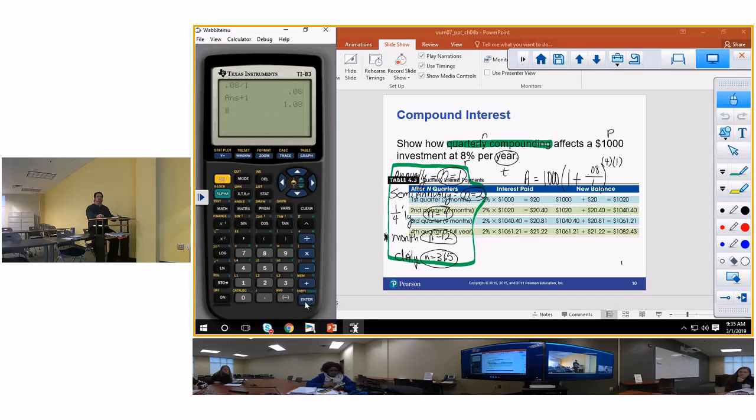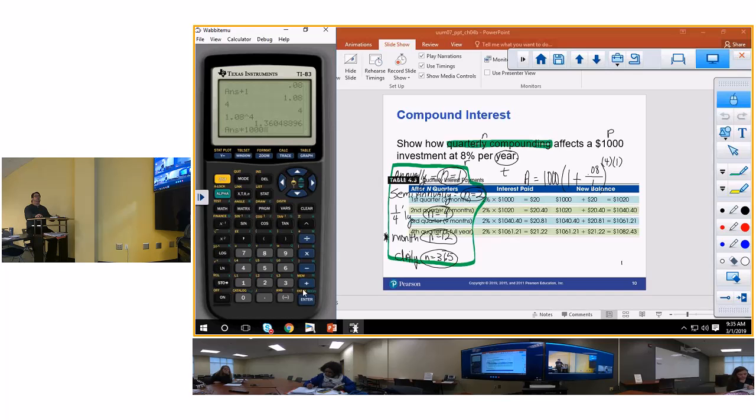And then what are we going to raise that 1.08 to? The fourth power. I'm sorry, 1.08. To the fourth power. And multiply that by what? 1,000. And 1360.48 is your compound interest. Okay? That's what you get after 4 years.